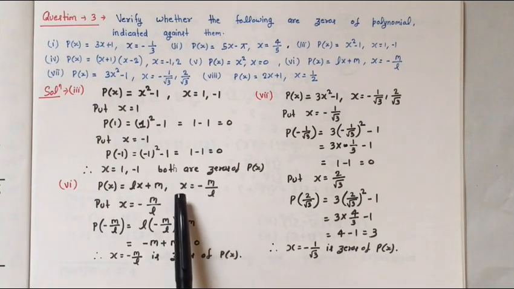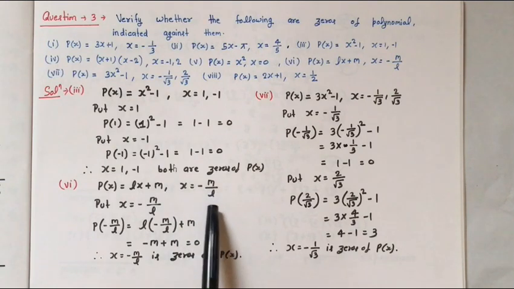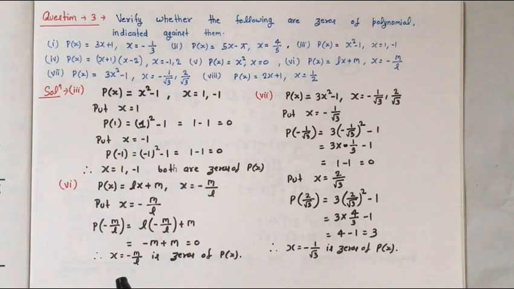Because due to the value of x minus m upon l, your polynomial will become 0. So this is the zero of the polynomial. Okay, let's move to the next question.